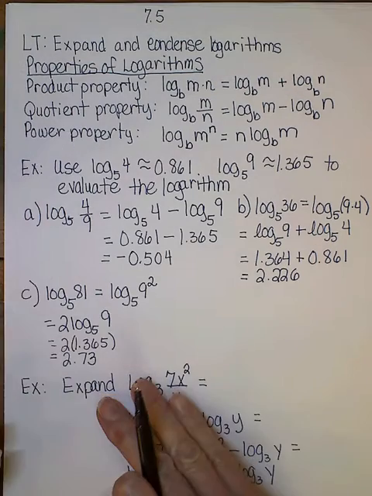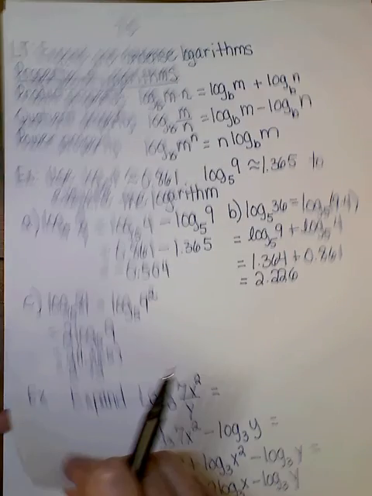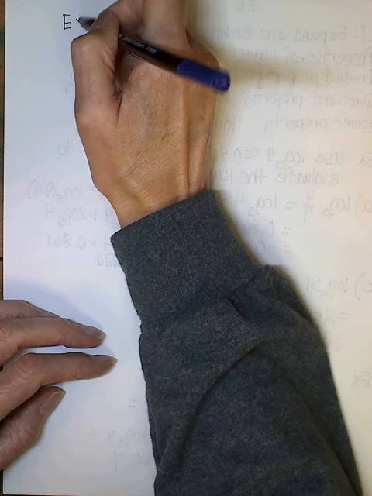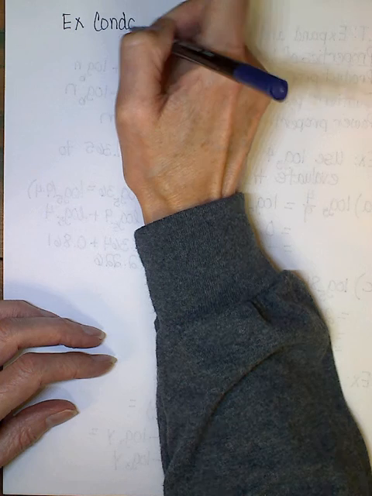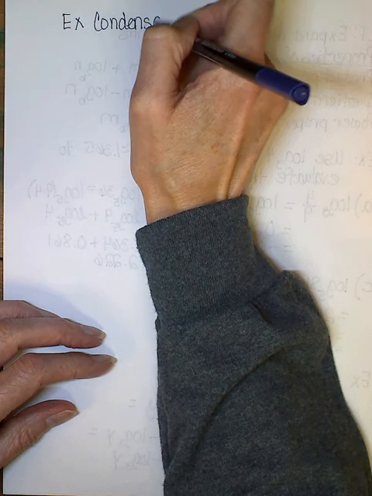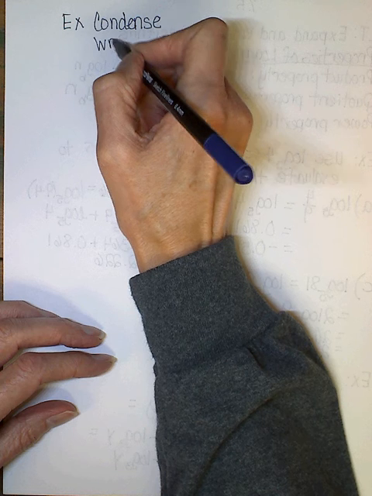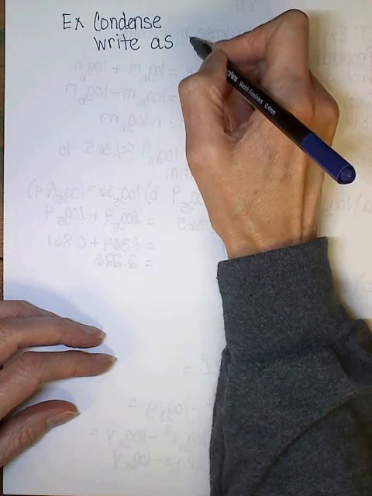Alright, I'm going to do another example. Sometimes it's already expanded out and you have to condense it back down to a single logarithm. And so sometimes the directions say to condense, and sometimes the directions say write as a single logarithm. And those mean the same thing.